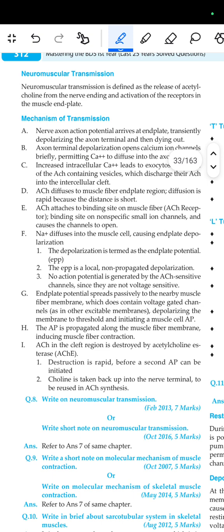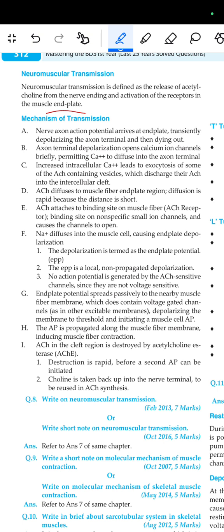Neuromuscular transmission is defined as the release of the acetylcholine from the nerve ending and activation of the receptor in the muscle end plate. Mechanism of the transmission: the nerve axon action potential arrives at the end plate, transiently depolarizing the axon terminal and then dying out. Axon terminal depolarization opens calcium ion channels briefly, permitting the calcium to diffuse into the axon terminal.